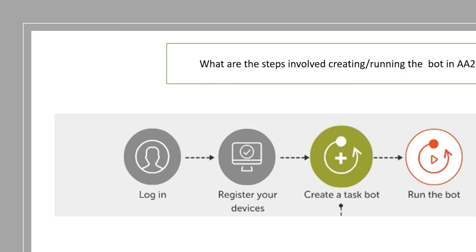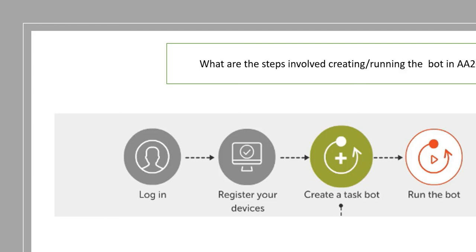So what are the steps involved in creating and running the bot in AA 2019? Actually, the first step is login. You have to give the user ID and password. The second step is you have to register your device. Device registration comes with the cloud version. When you give the control room URL and log in, it has to connect with your local system or your local desktop. That's what registering the device is.